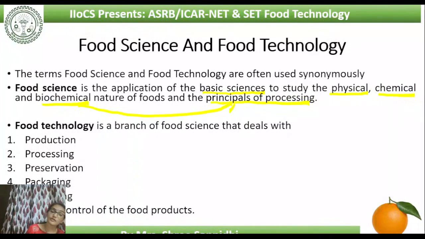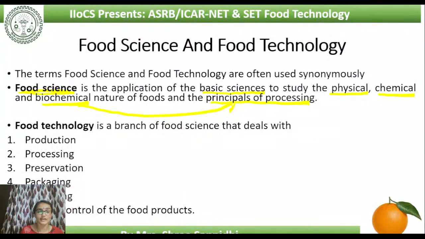Then what about food technology? Food technology is a branch of food science that deals with production, processing, preservation, packaging, marketing and quality control of the food products. So what, students? In food technology, we apply the knowledge of food science to get the food products commercialized.